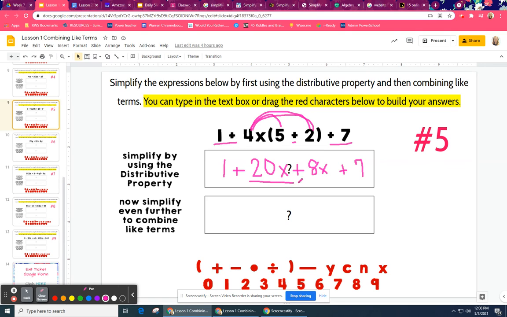So now I can combine these. They're both positive, so we're just going to add them up. It'd be 28x's. Then I can combine my positive 1 with my positive 7 to get positive 8, so plus 8. And that's how it's done.